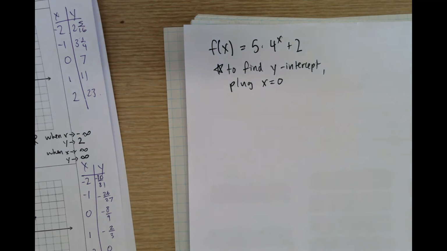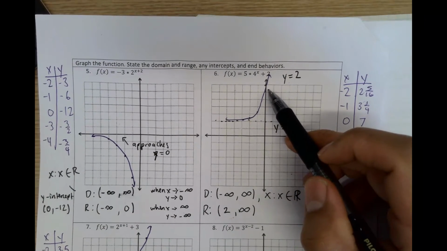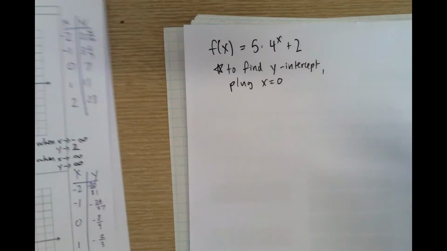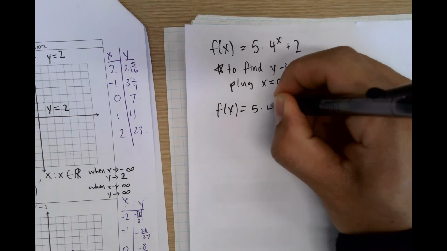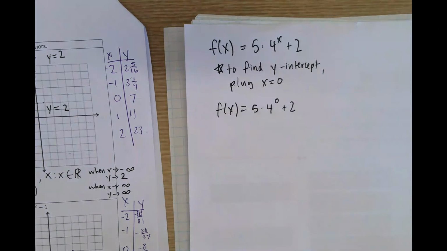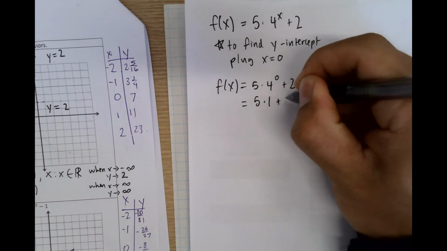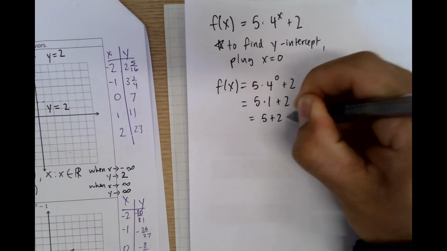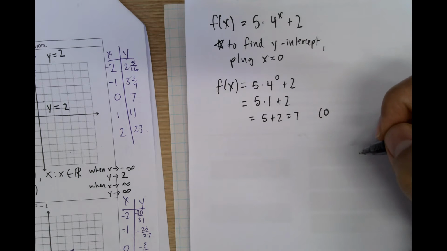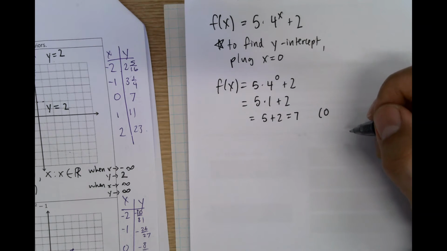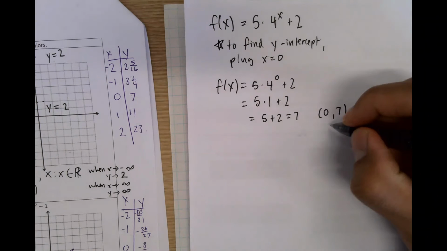What we're asking is, when we look at this graph here, where is it going to cross this line? So all we do is f of x is equal to 5 times 4 to the 0 power plus 2. Then we get 5 times 1 plus 2, which is equal to 5 plus 2, which is equal to 7. So when we plug in 0, or when we cross the y-axis, the y value is 7. So 0, 7 is our y-intercept.